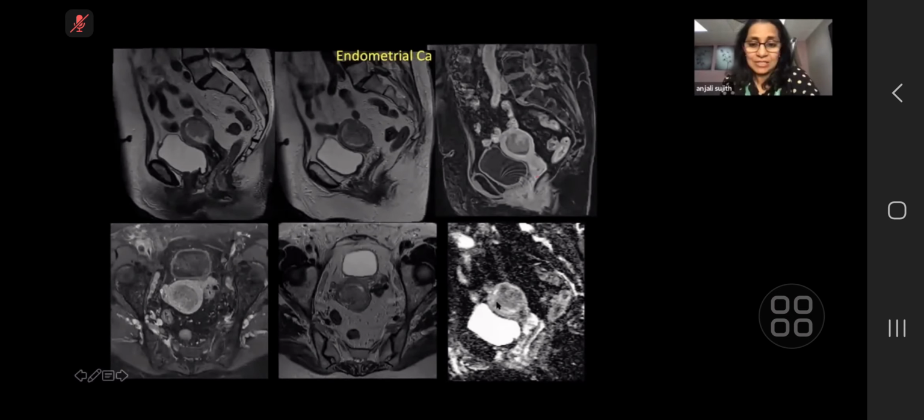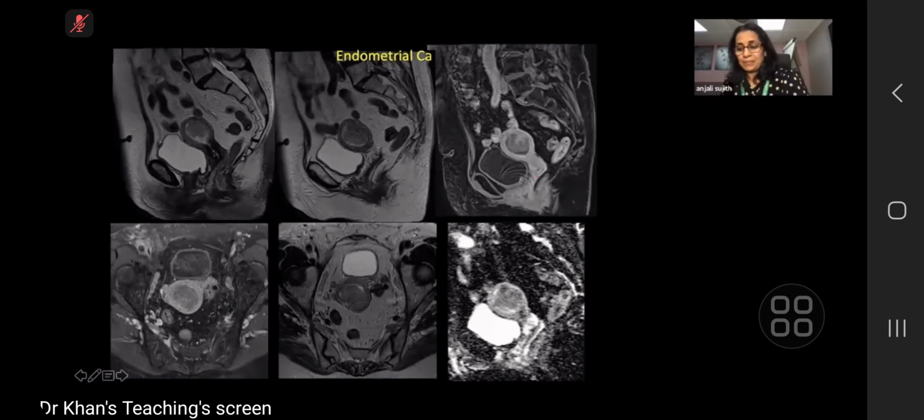So we have also given the ADC map. The tumor shows restricted diffusion. It's low on ADC map.